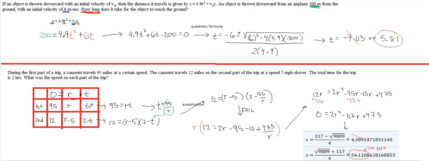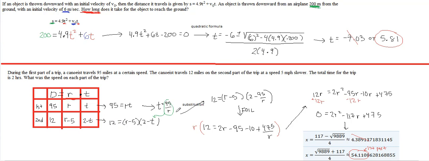We also know that the total time of the trip is 2 hours. So we could do t1 and t2 here and then add them together and get 2 hours total, but if I just label this one as t, then the second part of the trip is going to take 2 minus t. So that together, when you add these together, you'll get 2. So then we set up our two equations. From here, 95 equals r times t is the first one. Second one, 12 equals r minus 5 times 2 minus t.